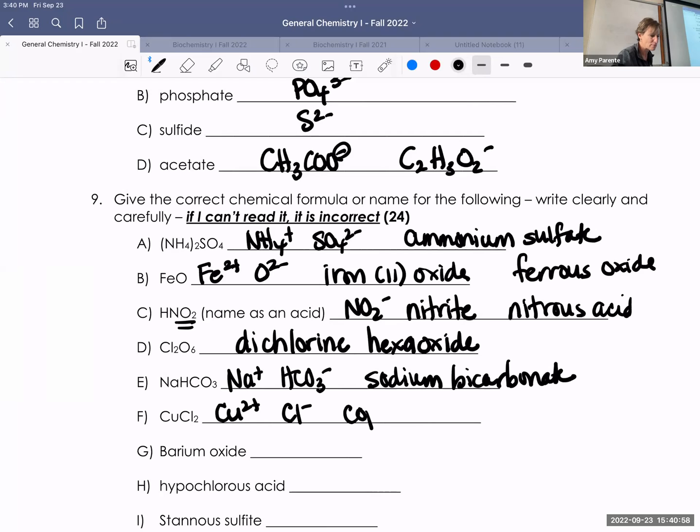Uh-oh, did my Apple Pencil die? My goodness, I've been using my iPad all day, so it's not happy. So we're going to have copper 2 chloride.